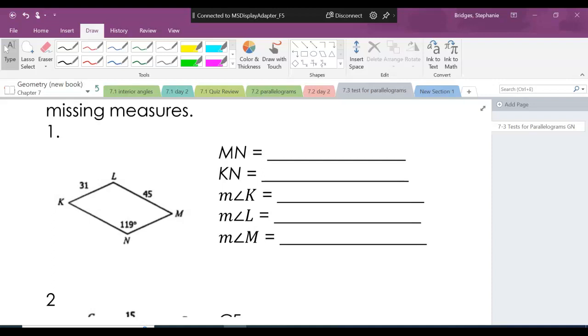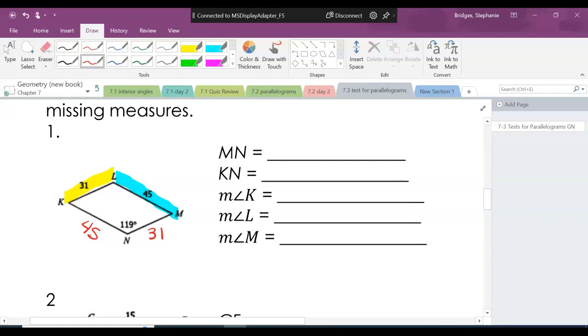All right, let's label our picture. Okay. LK is 31, correct? Where else is going to be 31? I'm not answering my questions yet. I'm just labeling my picture. LM, that side is 45, so it's going to be 45 across from that.